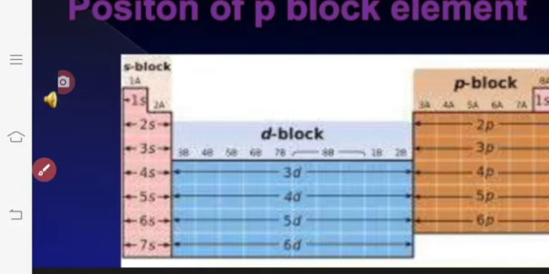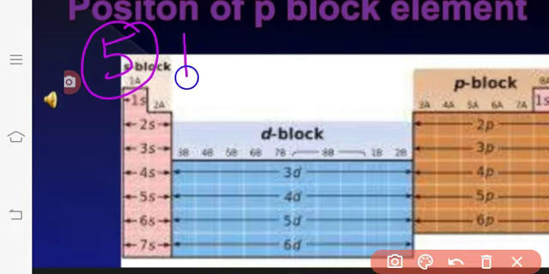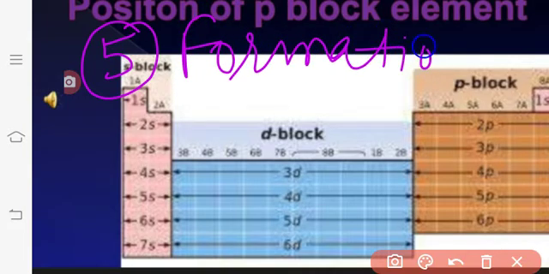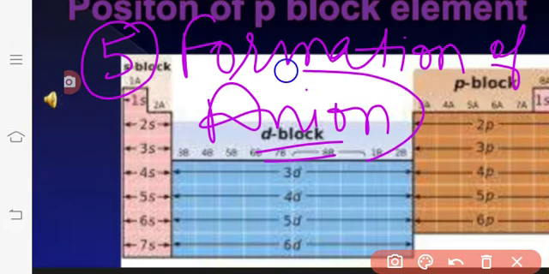Now, next point number 5, formation of anion. In this case, the non-metals show higher ionization enthalpy and higher electronegativities as compared to metals, because they have a tendency to form the anion.